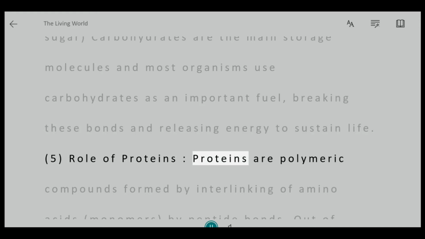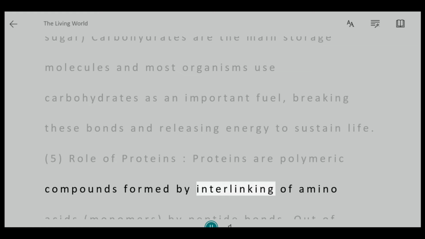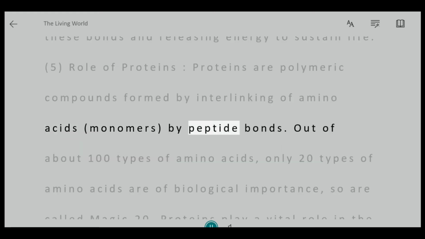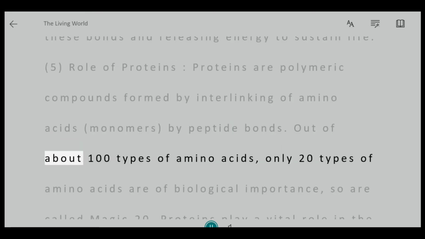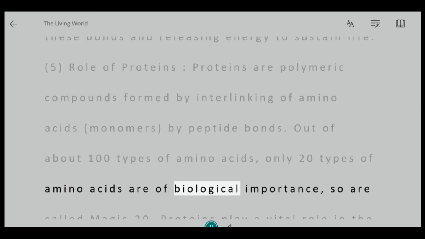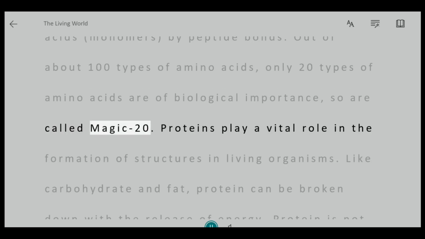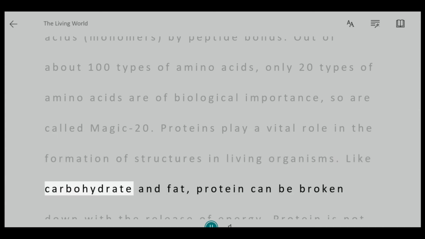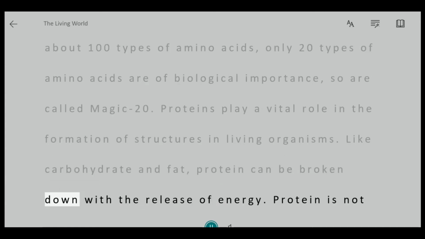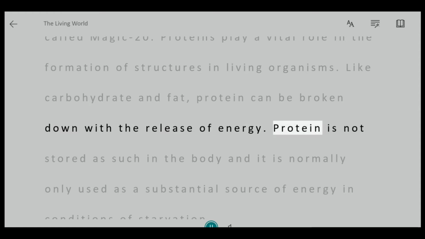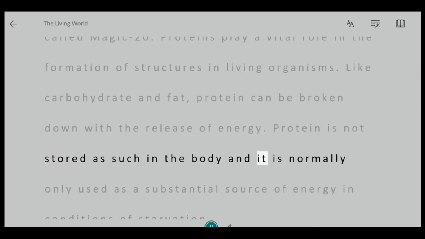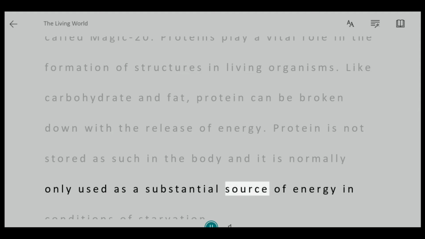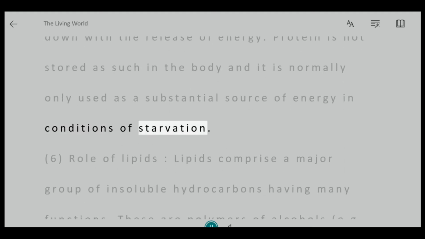5. Role of proteins. Proteins are polymeric compounds formed by interlinking of amino acids, monomers, by peptide bonds. Out of about 100 types of amino acids, only 20 types of amino acids are of biological importance, so are called magic 20. Proteins play a vital role in the formation of structures in living organisms. Like carbohydrate and fat, protein can be broken down with the release of energy. Protein is not stored as such in the body, and it is normally only used as a substantial source of energy in conditions of starvation.